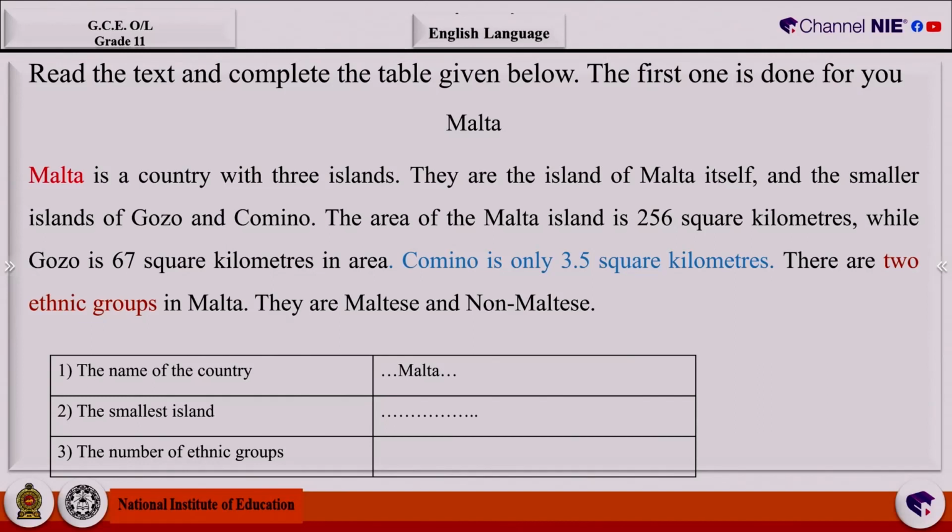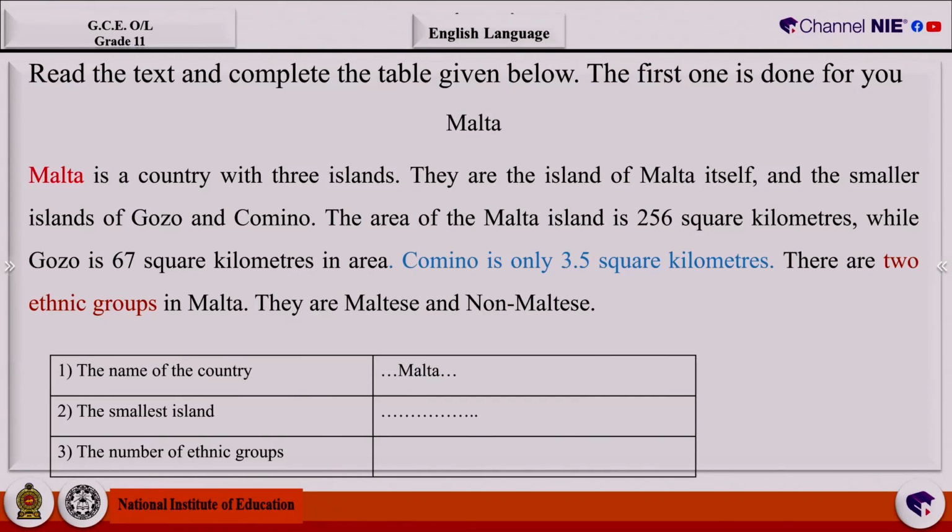So the paragraph goes like this. Malta is a country with 3 islands. They are the islands of Malta itself and the smaller island of Gozo and Comino. The area of the Malta island is given, and then the next island, its area is given, then the third island, its area is also given. After that, the paragraph is talking about two ethnic groups in Malta and their names are given. Now let's go to the table.